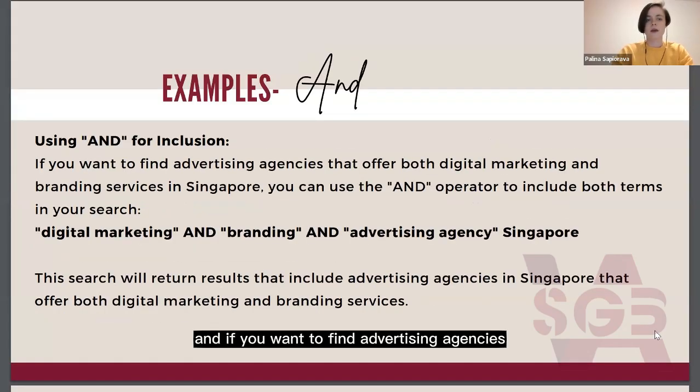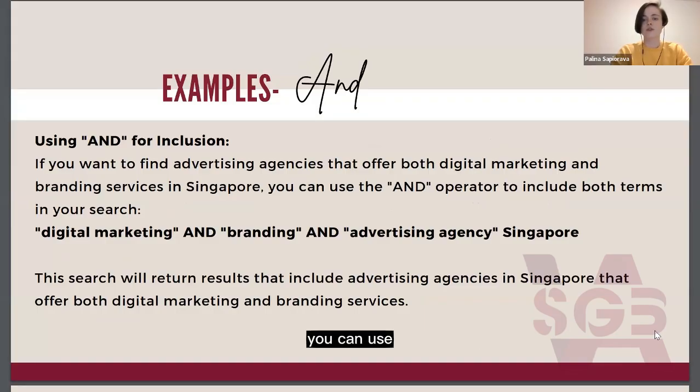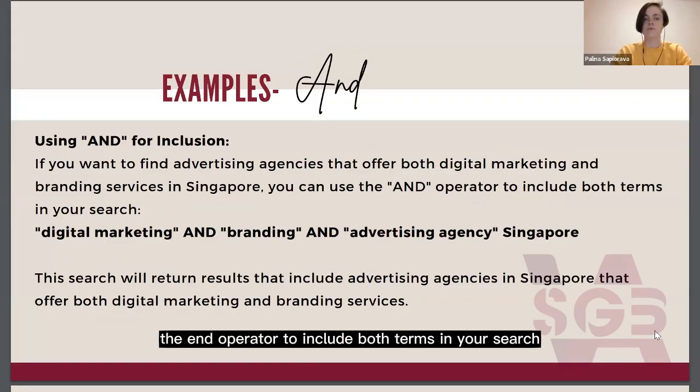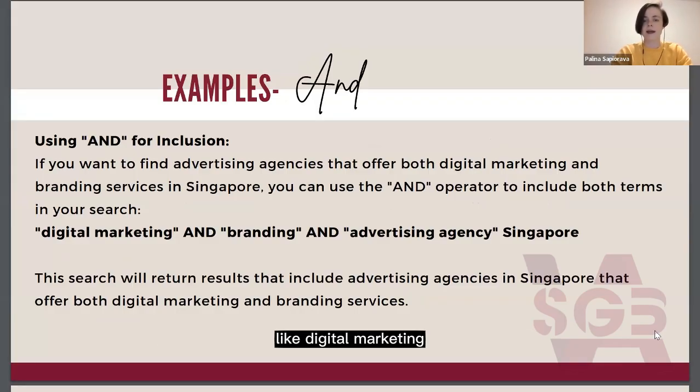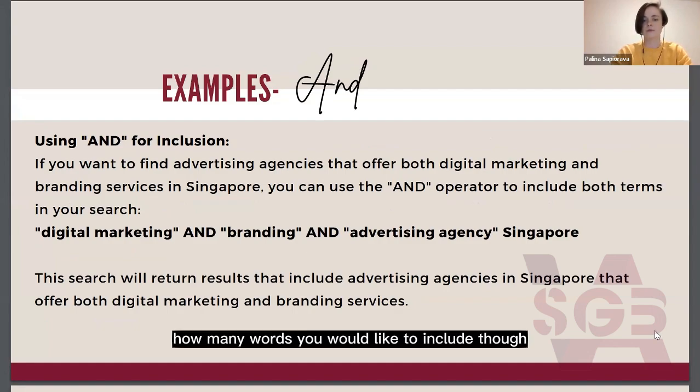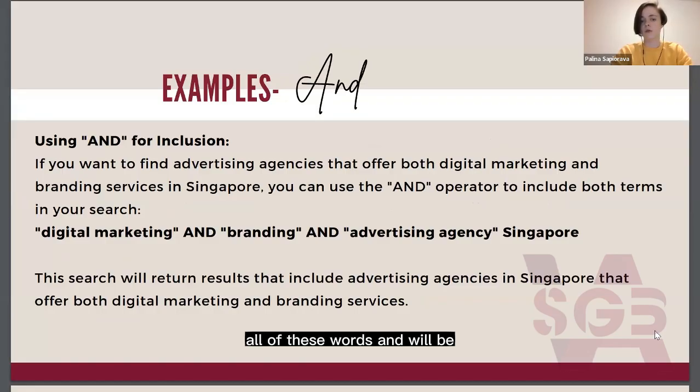And if you want to find advertising agencies, for example, that offer both digital marketing and branding services in Singapore, you can use the AND operator to include both terms in your search, like digital marketing and branding and advertising agency. There are no limits on how many words you would like to include. This search will return results that include all of these words and will be relevant for you.